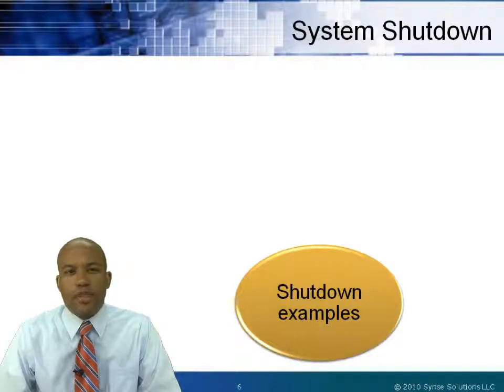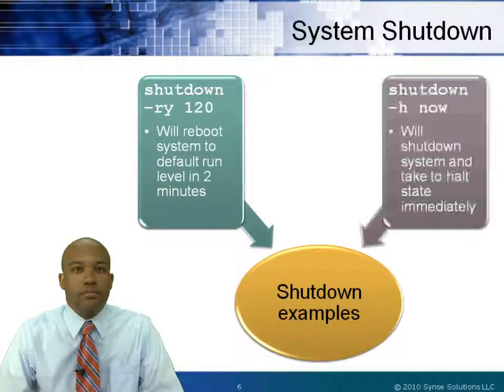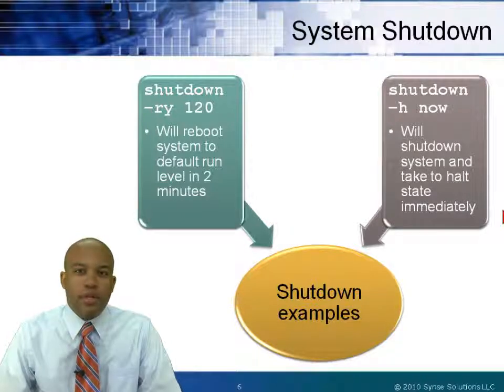Let's look at a few more examples of a shutdown command we can issue. Shutdown -R -Y 120. What this will tell the system to do is to reboot to the default run level in Y seconds, and we pass it 120. Again, that number is in seconds, so 120 seconds is 2 minutes. So this is an example of a shutdown command that will tell the system to reboot in 2 minutes. Shutdown -H: shut down the system immediately right now and bring it completely down. Remember the -H option was for halt, and we could also pass a now flag, and that was the same as -Y 0. So immediately shut down the system completely and take it to a halt state.